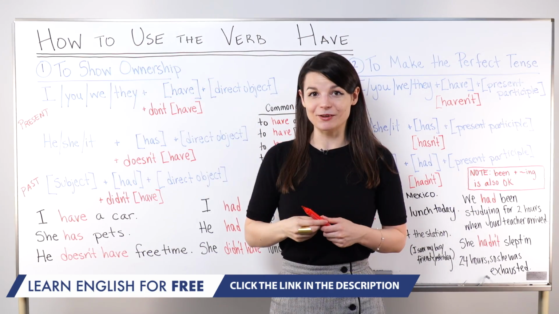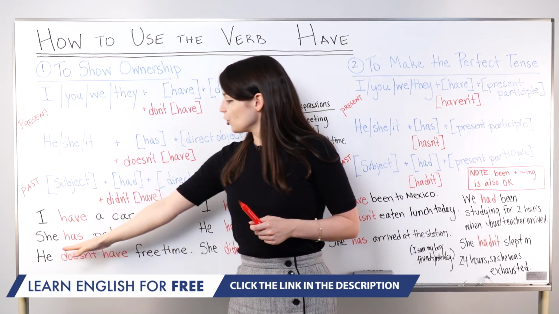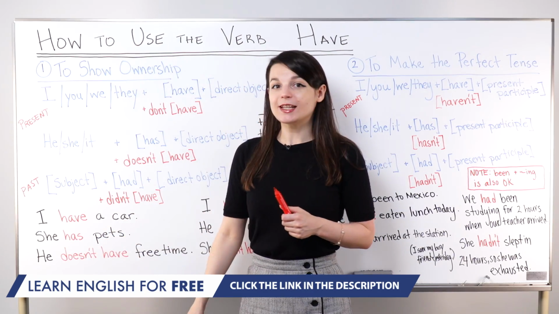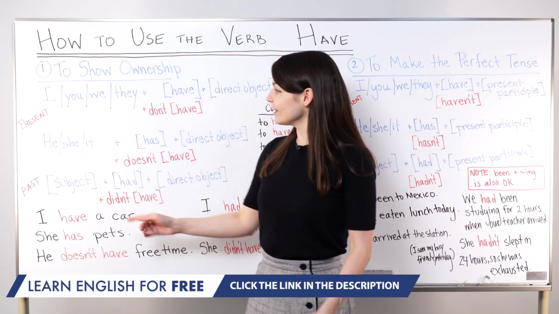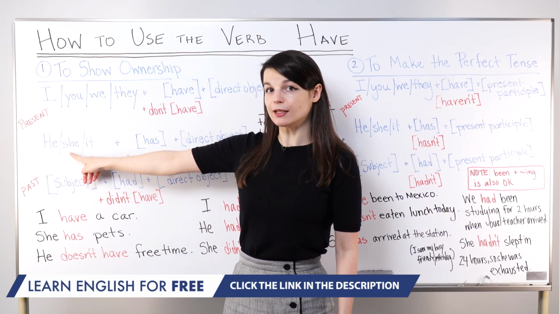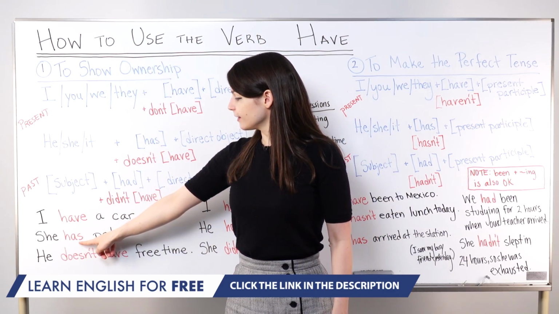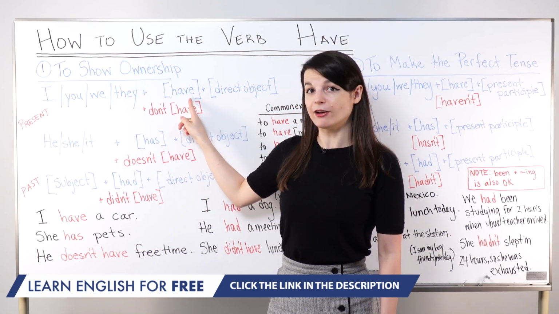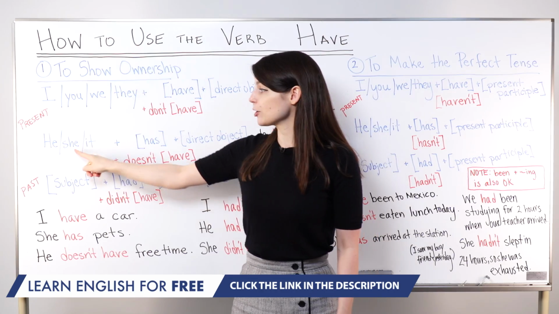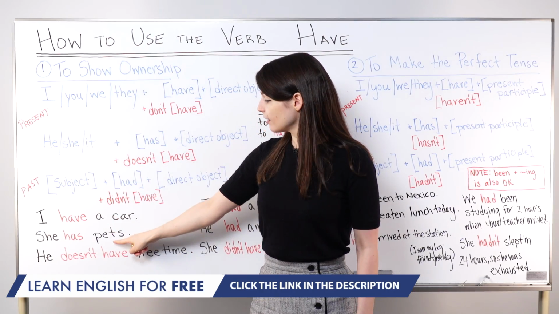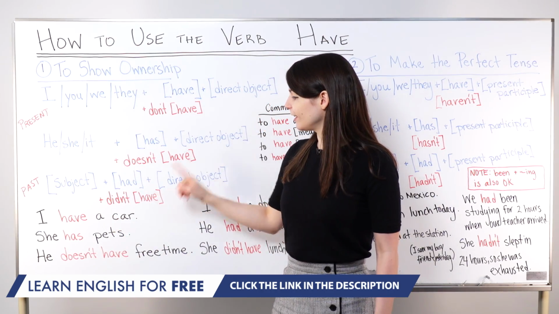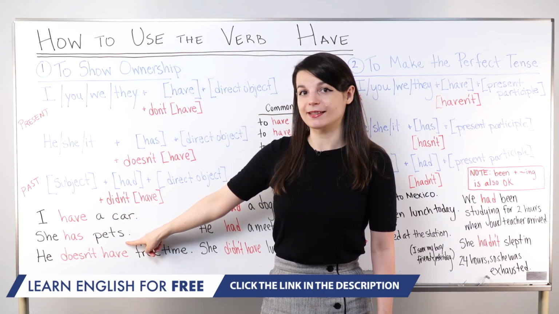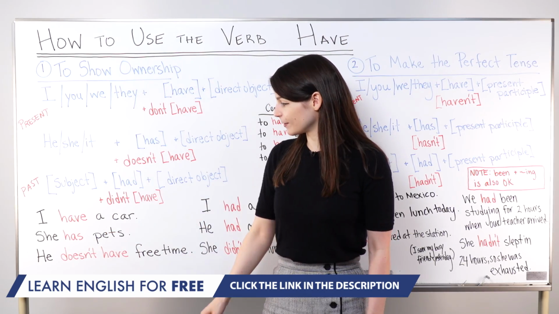I have a car. Second, she has pets. She has pets. In this sentence, my subject is she. Has is the verb. I've conjugated it from the regular have to has to match my subject. And my object is pets. In this case, a plural. Pets. She has pets.